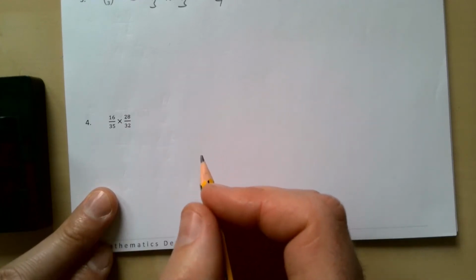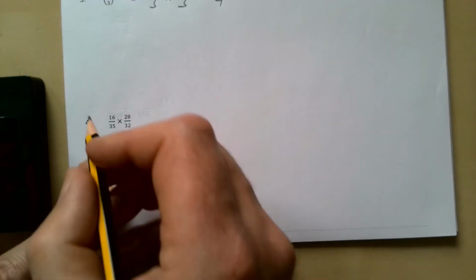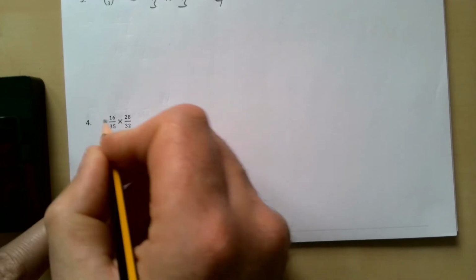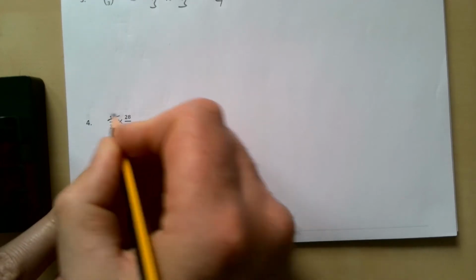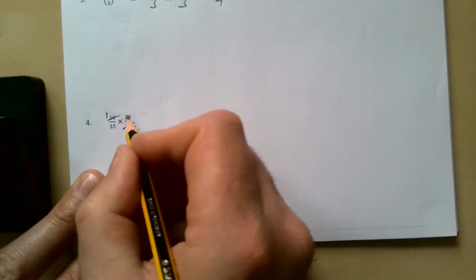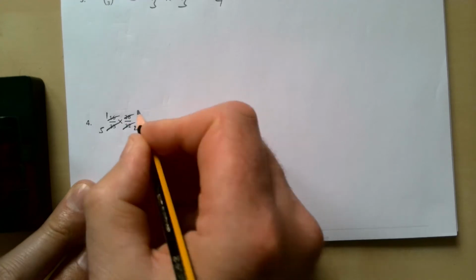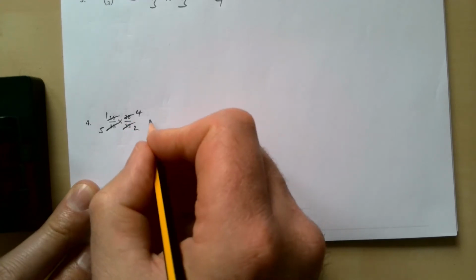However, if we can find something that divides into a number on the top and the same number divides into a number on the bottom, we can cancel down. So I can see that 16 goes into both of these. It goes in 1 time here and 2 times here. And I can see that 7 goes into both of these. It goes in 5 times here and it goes in 4 times here.